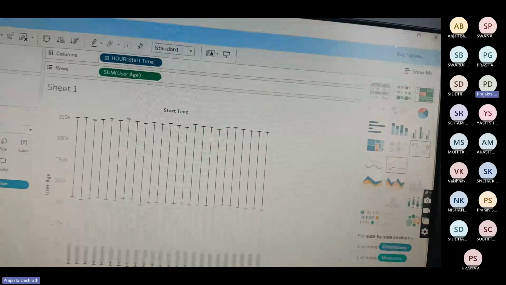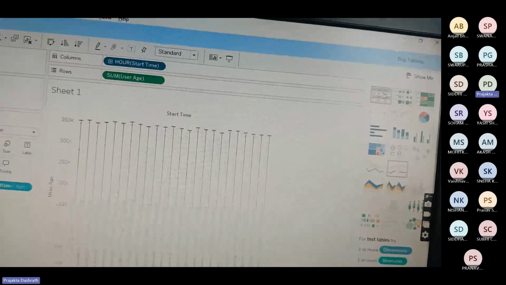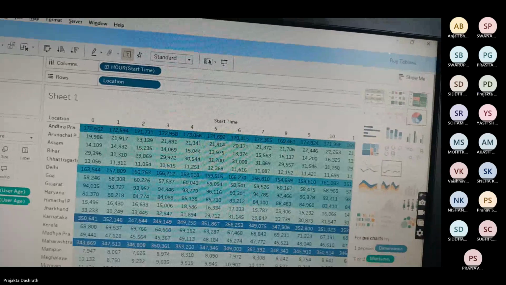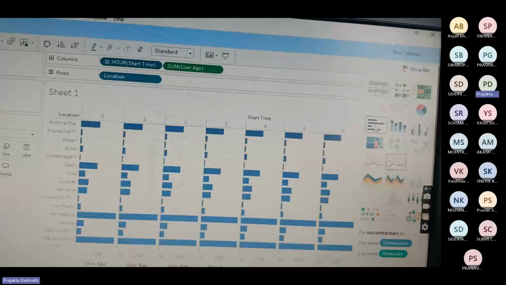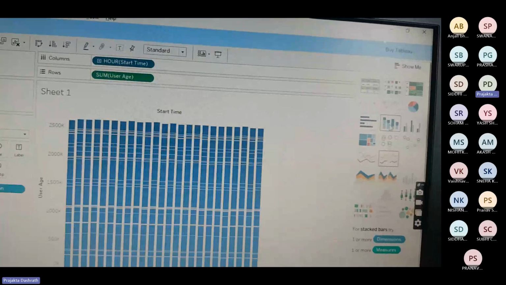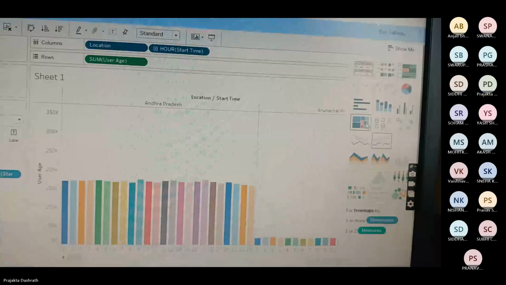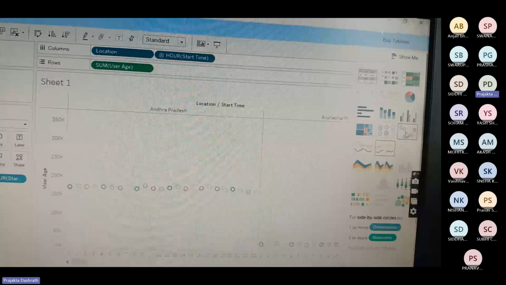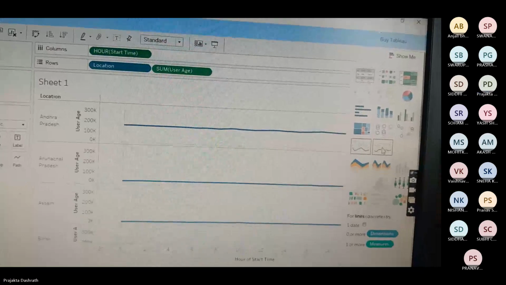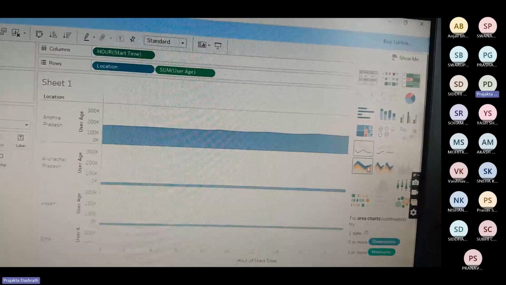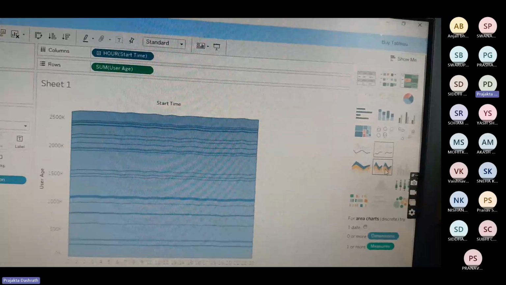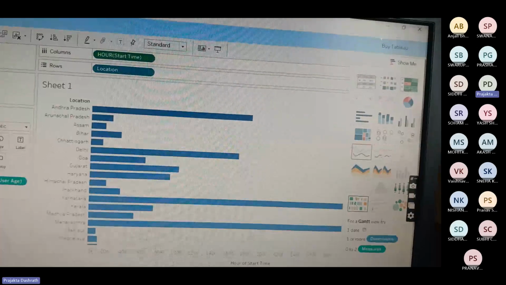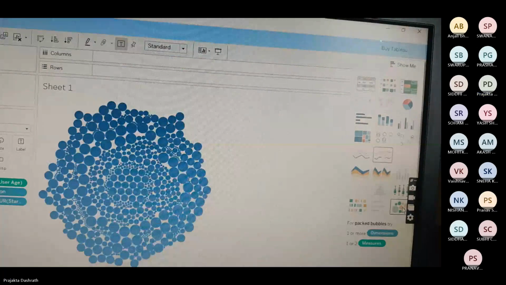Okay. For this, how many charts are possible? 1, 2, 3, 4, 5, 6, 7, 8, 9, 10, 11, 12, 13, 14, 15, 16, and 17. Okay.